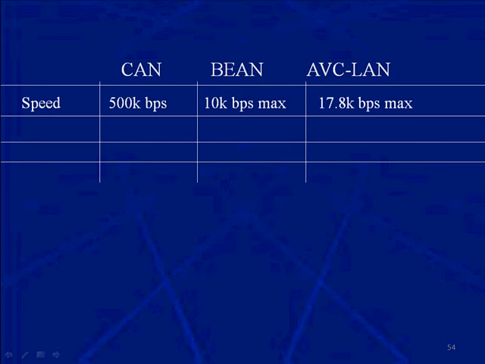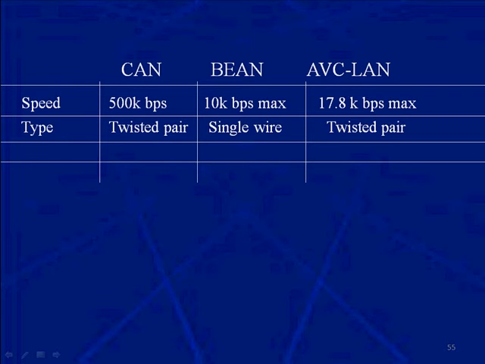Here you can see all three on top, and the speeds are: the CAN is the fast one at 500 kilobits per second, the BEAN is 10K, and the HVC LAN is 17.8. And what type are they? We said that CAN is two wires twisted together. The HVC LAN is two wires twisted together, and the BEAN is only a single wire, so the drivers are differential for CAN and HVC LAN, and of course the BEAN is a single driver.